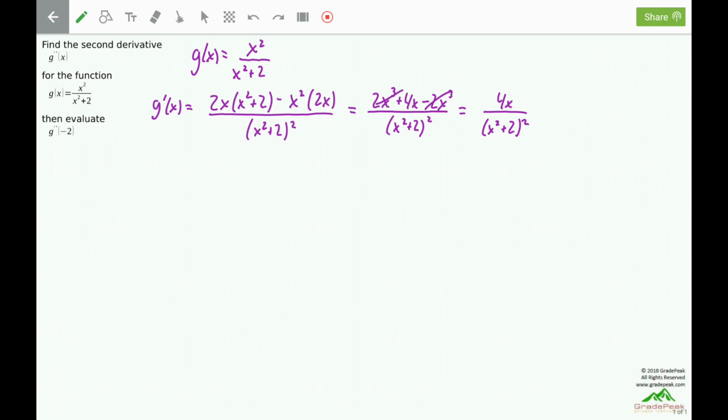We therefore have a quotient, and we will make use of the quotient rule for the second derivative. It will be the derivative of the numerator, 4, times the denominator left alone, x squared plus 2 squared, minus the numerator left alone, 4x, times the derivative of the denominator. Now the denominator is a quantity to a power of 2, so we bring down the power to leave the inside alone, subtract 1 from the power, which will be to the first power, and then multiply by the derivative of the inside. And then all of that is divided by the denominator squared.